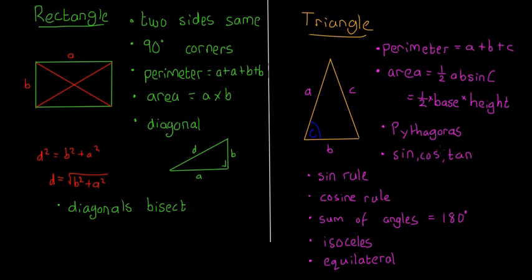The things we know about triangles: if it's a right angle triangle, we can use Pythagoras and sine, cos, and tan. Otherwise, we can use the sine rule and the cosine rule. So that's if it's other types of triangles. Also, we know the sum of the angles is going to be 180. We know isosceles triangles have specific properties, so that the 2 legs are the same and the 2 bottom angles are the same. And for equilateral triangles, all the angles and all the sides are exactly the same.